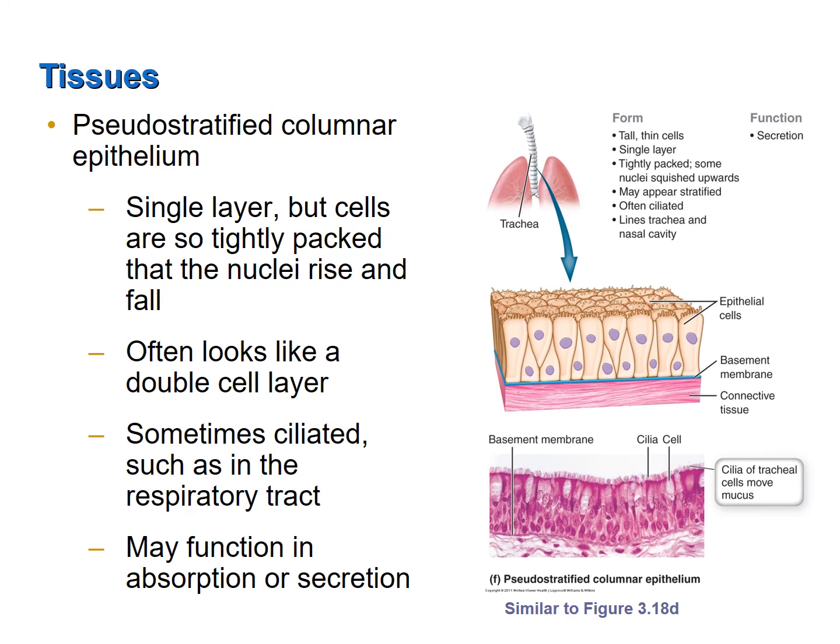But in reality, you're only looking at one layer of cells, thus the name pseudostratified or falsely stratified. Sometimes pseudostratified columnar epithelium are ciliated, that is, they contain cilia, such is the case with the pseudostratified columnar epithelium that lines the respiratory tract. This type of tissue plays very important roles in absorption and secretion into the lumen of, for example, the trachea and other portions of the respiratory tract.